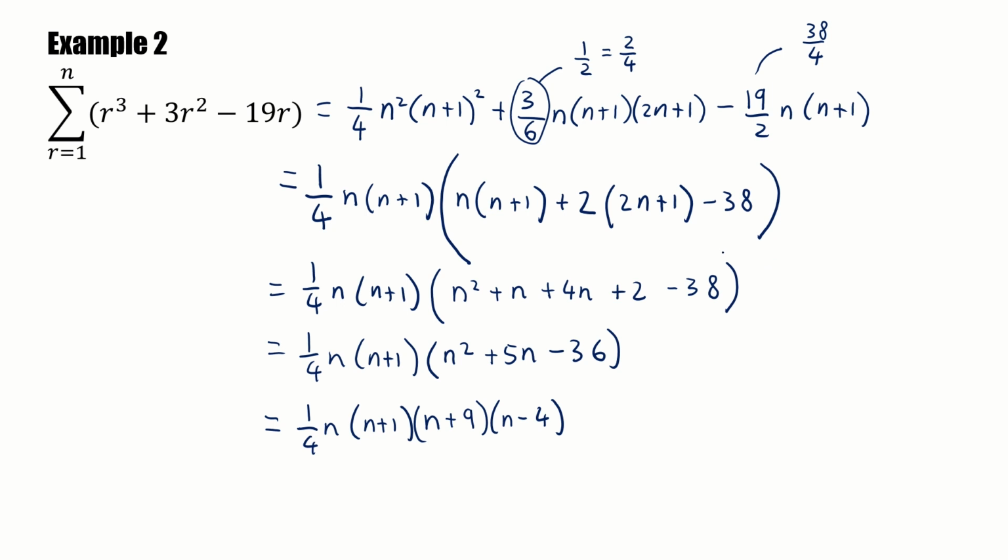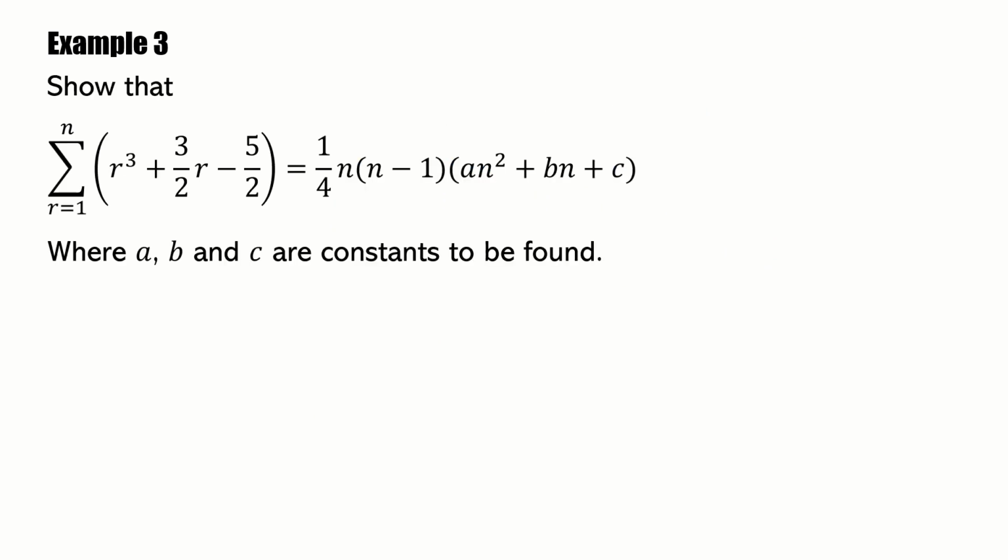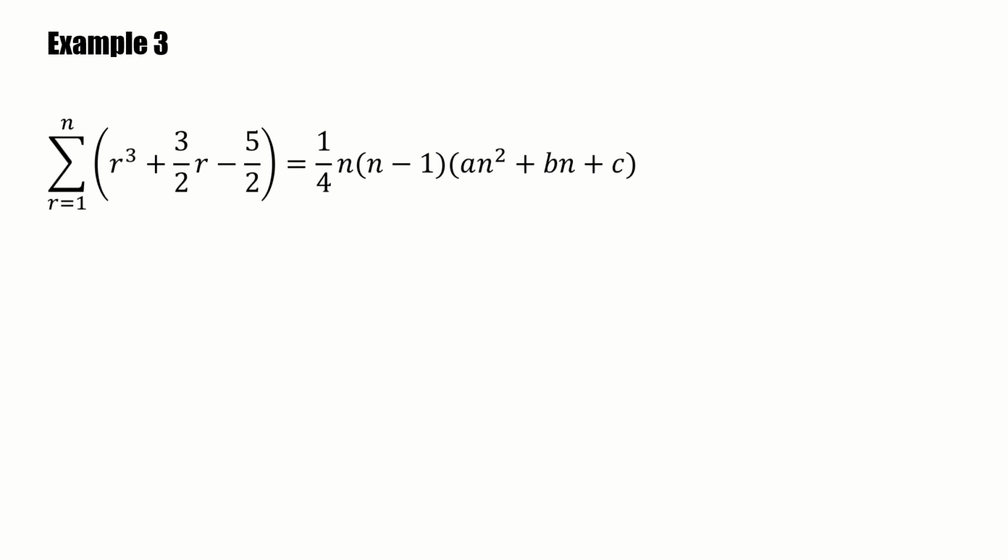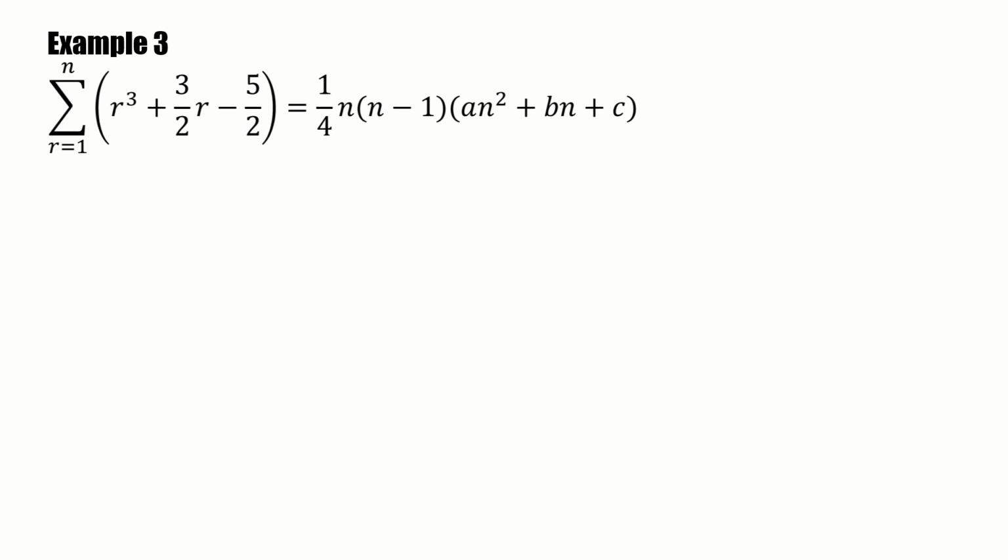I've got one more example to show you, though, of something else they can ask. And it is this thing here. It says, show that this particular series becomes a quarter n, n minus 1, and then we've got a quadratic with an a, b, and c coefficient, and we have to find what the values of those coefficients are. To save room, I am now going to remove that wording, because now we've seen what it is, but that'll leave us more room to actually solve the question.